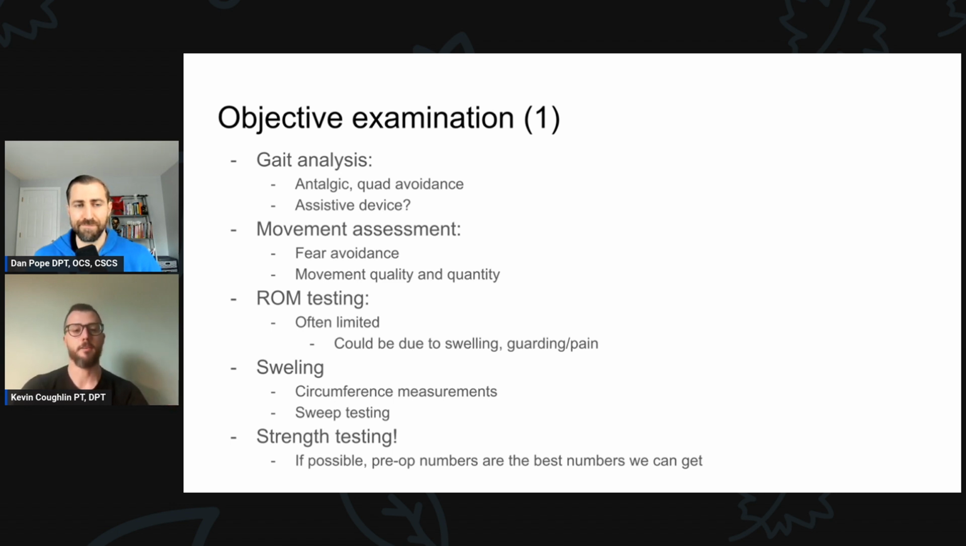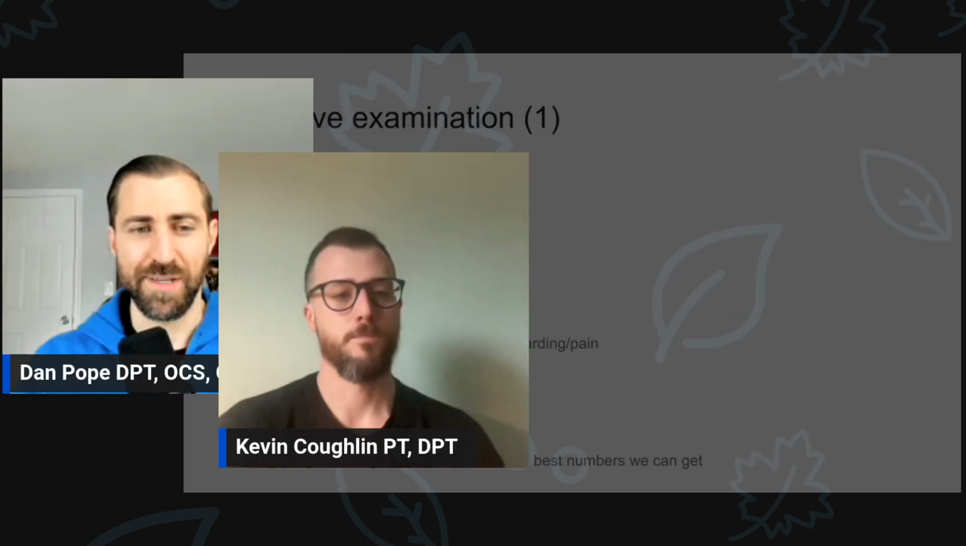I think before we get to special tests, these are good things we want to quantify in our objective exam, so that if this person does go on to get surgery or we try to rehab this thing non-operatively, these are measurements we can always come back to and see how we're progressing over time. Yeah, I think you nailed it, because a lot of these tests are very important for the diagnosis, but we also want these numbers to help track whether or not you're making progress over the course of time.